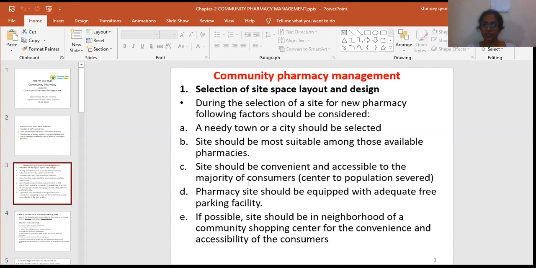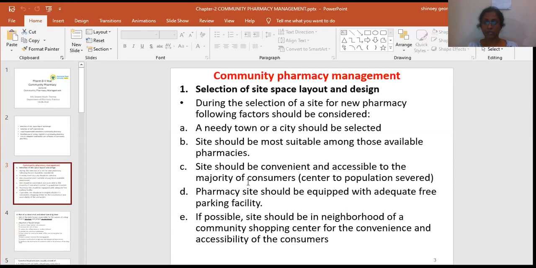First one, the selection of site, space layout and design. While selecting the site for community pharmacy, we should always keep in mind the following points. That is, it should be near to a clinic, which we have selected for starting a community pharmacy should be most suitable among the different pharmacies which are available in that particular area. It should be convenient to the customers and easily accessible. Free parking facility is one of the other parameters which has to be kept in mind.